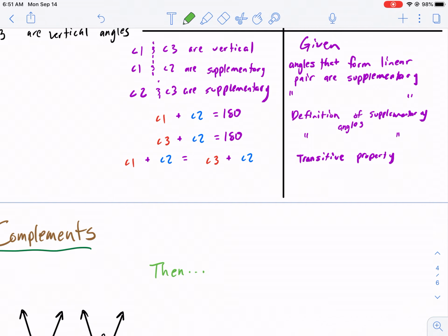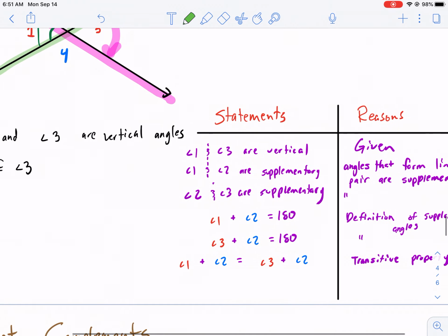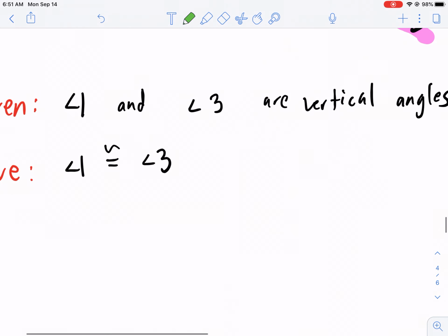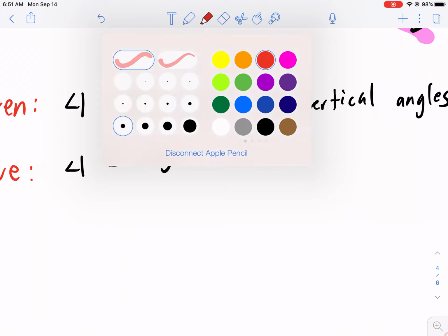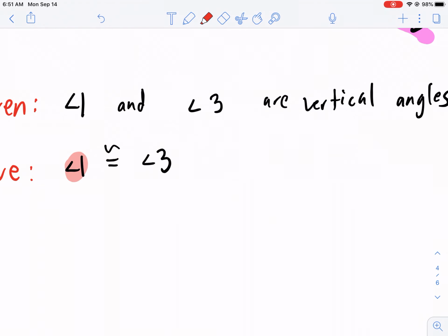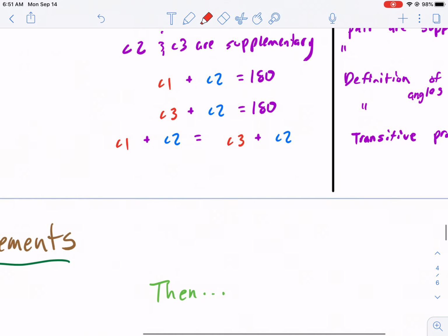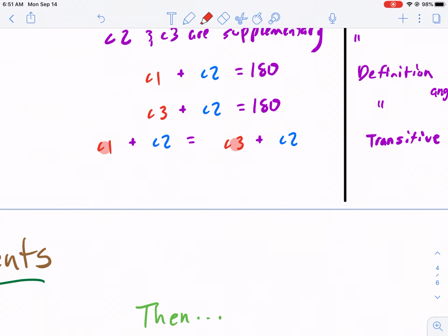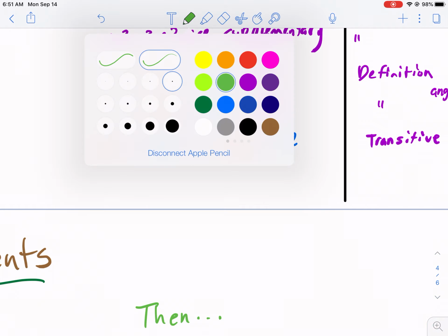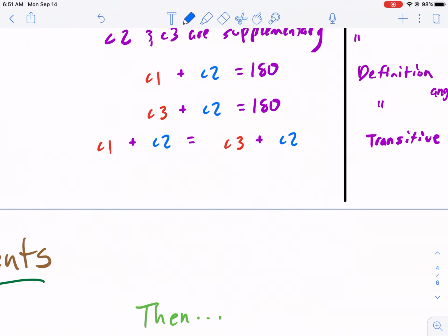Now, what are we doing from here? Well, let's keep in mind our objective. We're trying to prove 1 is equal to 3. So what can we do from here to prove that 1 is equal to 3, or congruent? Well, you see here we have 1 equal to 3 almost isolated. The problem is we have this angle 2 on both sides. So how can we get rid of that?